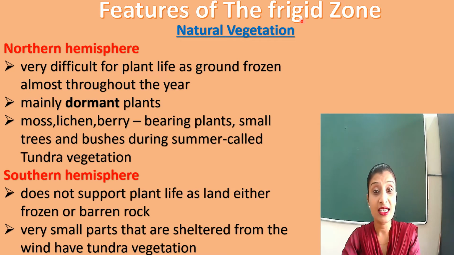Plants like moss, lichen, berries grow here. In summer, small trees and bushes called tundra vegetation grow here. The word tundra derives from the Finnish word tunturia, meaning barren or treeless hill. In the southern hemisphere, there is no plant life because the land is frozen or it is barren. Barren means the land cannot produce vegetation. And the very small parts which do not get bad weather have tundra vegetation.